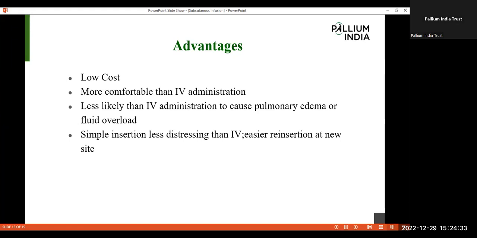Mainly, for a poor patient who needs to continue subcutaneous injection and infusion in their home setting, it is more helpful for the family. Then it is more comfortable than IV administration, for both the injecting person and the patient. In IV administration, the patient has to be that much conscious and that much careful about the IV cannula.